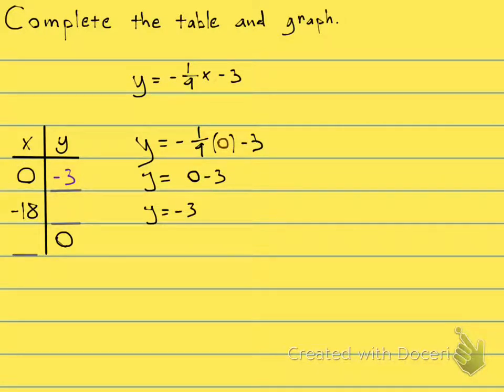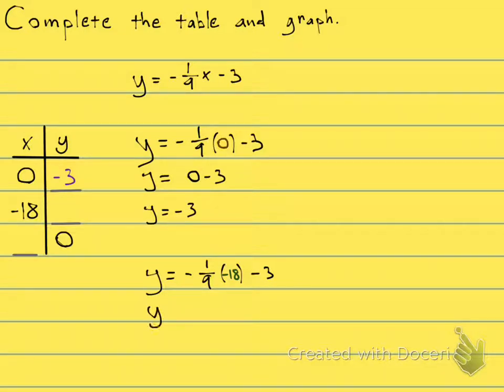Let's go ahead and plug in the -18. And we're going to plug that in for x. And then we're going to find out what the y value is. So y equals -1/9 x minus 3. And instead of x, we're going to plug in a -18.